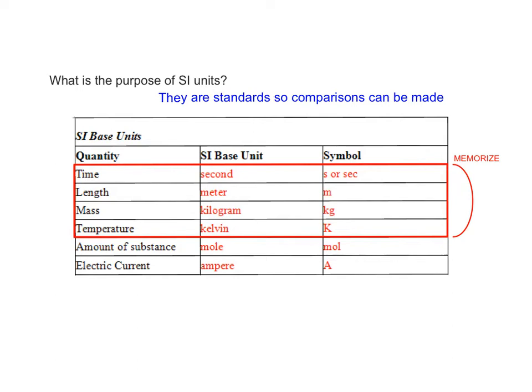There are 4 base units that you have to memorize. That is the base unit for time, length, mass, and temperature. So for time, it is the second. The symbol, you can either use just a single lowercase s, or you could say sec. You do know the conversion from seconds to minutes, and to hours, and to days, to weeks, to years, all of that, but the base unit is the second.